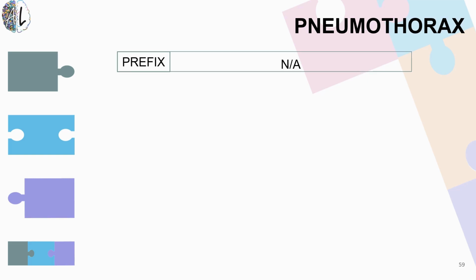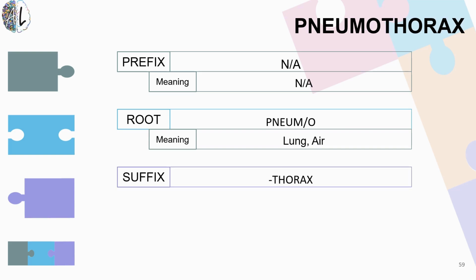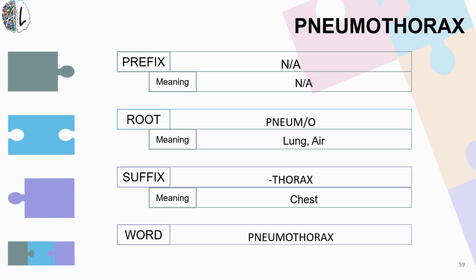Okay, so there is no prefix in the term pneumothorax. However, the root term here is pneumo, which refers to the lung and air in the lung. And the suffix here is thorax, which refers to the chest. So the term pneumothorax refers to a chest full of air. You might be thinking that this is a little confusing. Isn't there supposed to be a little bit of air in the lungs?